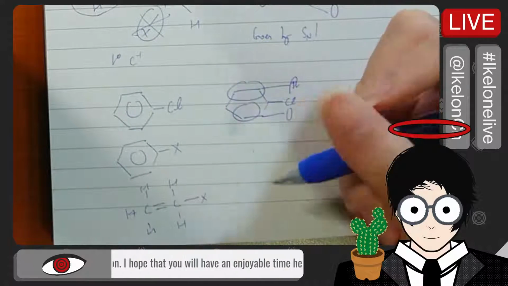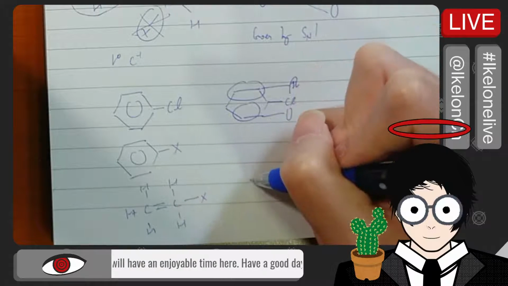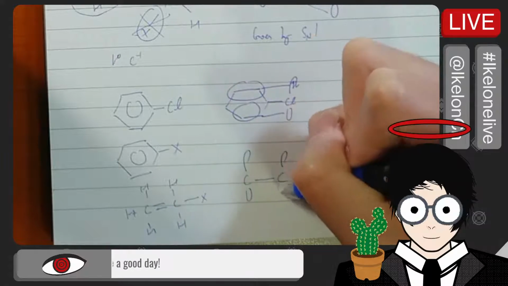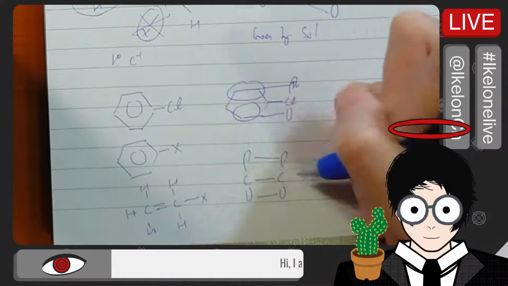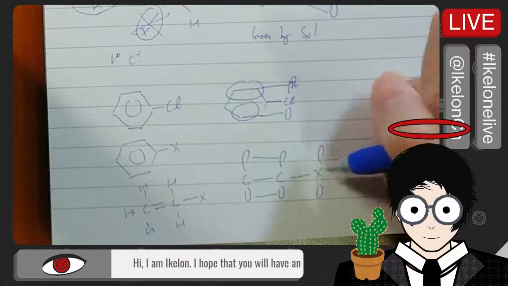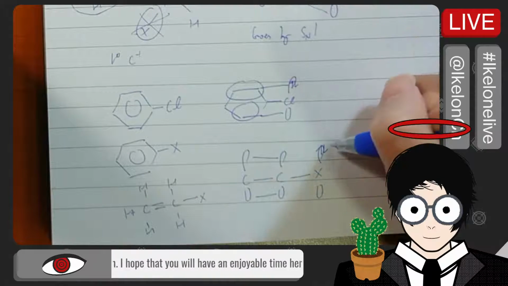Same thing. The bond will not break because, well, let me draw it out. Carbon, carbon, the p orbitals, carbon, carbon double bond right here, and bonded to the X, right? The lone pair of electrons.